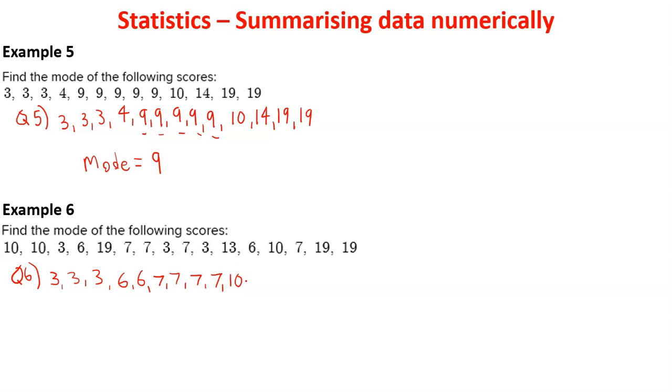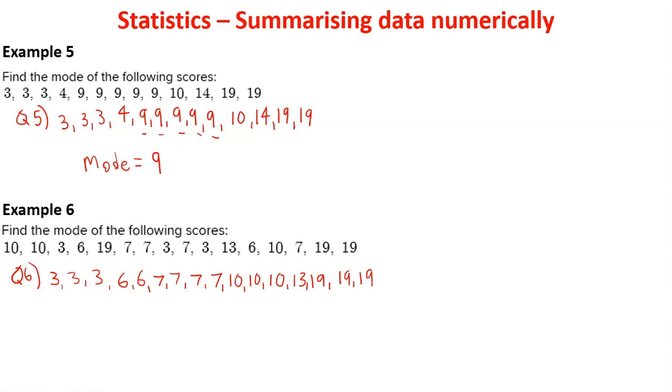10, 10, 10, 13, and 19, 19, and 19. So always good to do a double check. I've got 1, 2, 3, 4, 5, 6, 7, 8, 9, 10, 11, 12, 13, 14, 15, 16. So we know we've got the same number of data.